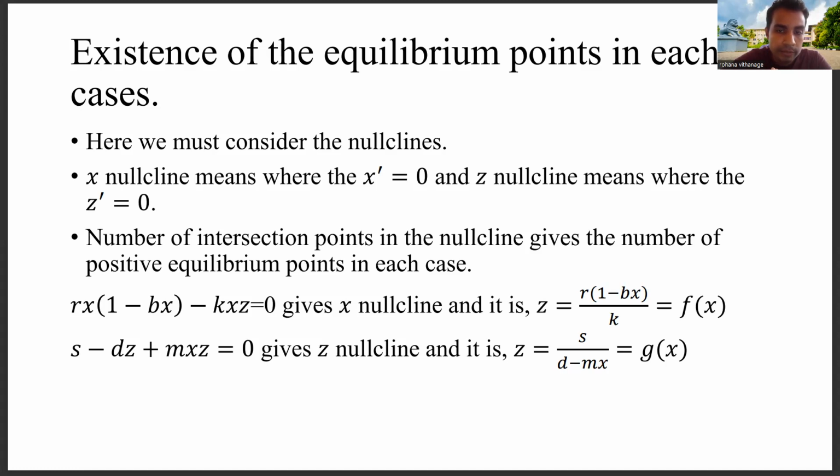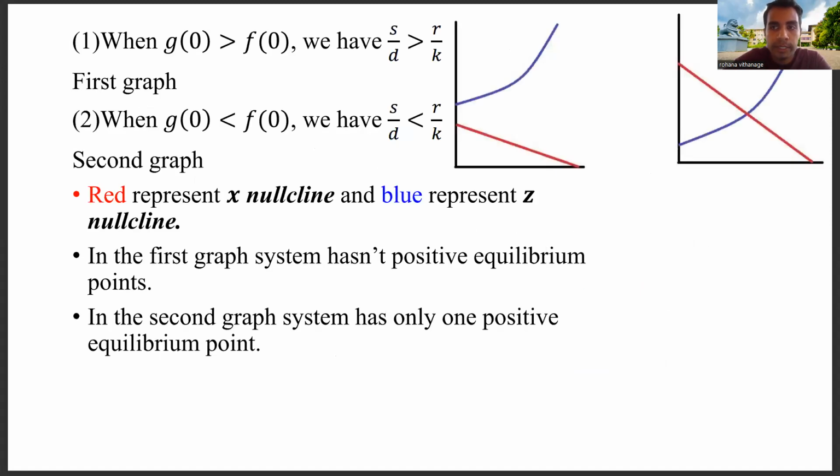So you can see that we have obtained two expressions: c is equal to r times (1 minus bx divided by k), and c is equal to s divided by (b minus mx). So now we are drawing geometrically.